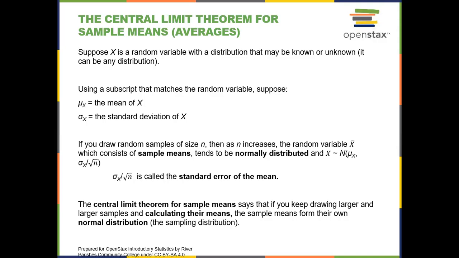The central limit theorem for the sample mean says that if you keep drawing larger and larger samples and calculating their means, the sample means form their own normal distribution. So the probability distribution of the sample mean is also called the sampling distribution. Why? Because it comes from a sample characteristic. That's why it is called the sampling distribution.